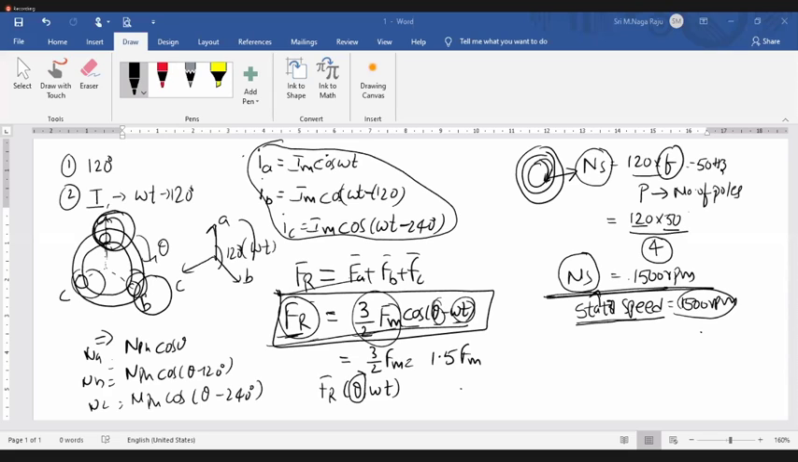So this happens as per Lenz's law. What is Lenz's law? The effect will oppose the very cause that produces it. All of you clear this point, very important. The effect will oppose the very cause that produces it. What is the cause to produce the torque in the machine? Relative speed.